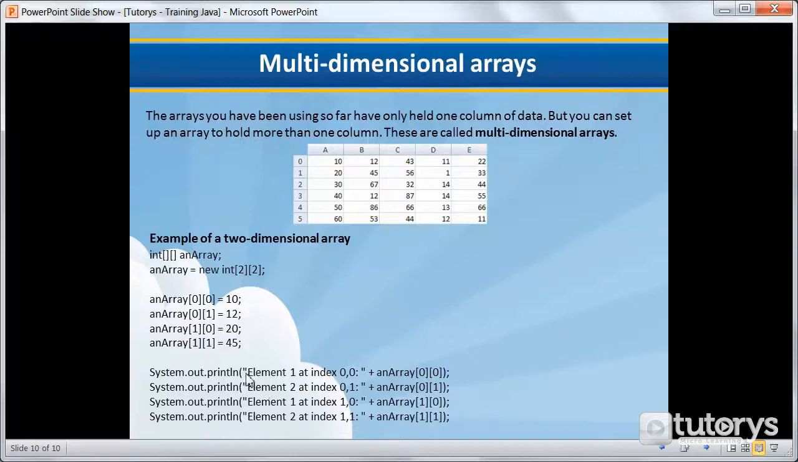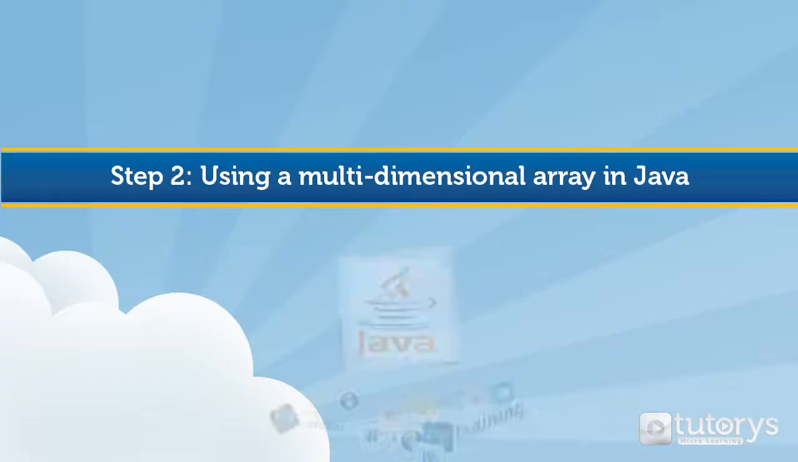And then basically, at the end here, we're just printing out the values of the elements according to their index. So in the next step, we're going to try this out in Eclipse. So meet me in the next step.